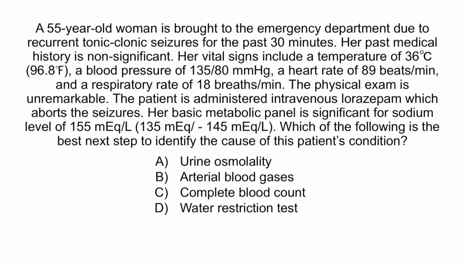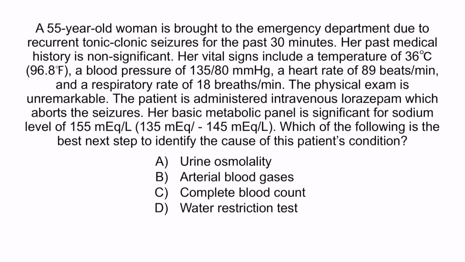Let's end our lecture with a board-style question. A 55-year-old woman is brought to the ER due to recurrent tonic-clonic seizures for 30 minutes. Her past medical history is non-significant. Her vital signs include a temperature of 36 degrees Celsius, blood pressure of 135/80, heart rate of 89, and respiratory rate of 18. Physical exam is unremarkable.